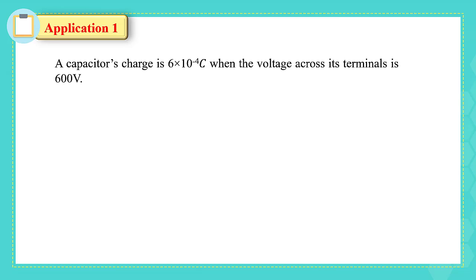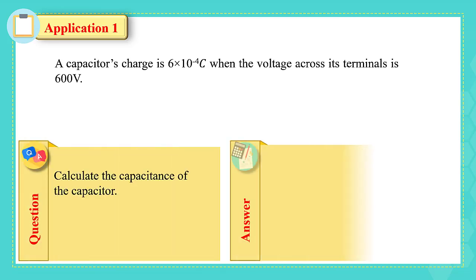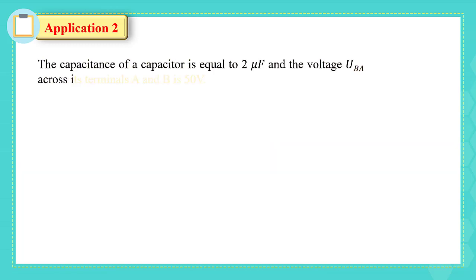Calculate the capacitance of the capacitor whose charge is 6 times 10 to the power minus 4 coulombs when the voltage across its terminals is 600 volts. Simply, I have to apply the charge-voltage relation such that C is equal to Q divided by U, and it is equal to 10 to the power minus 6 farads. Here, the units used are the SI units. Then, if I divide Q by U, it will give me also the SI unit of the capacitance, which is the farad.